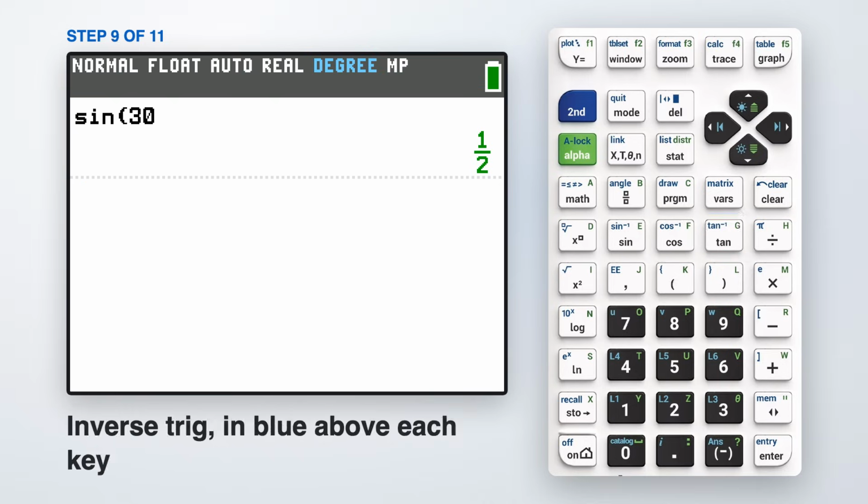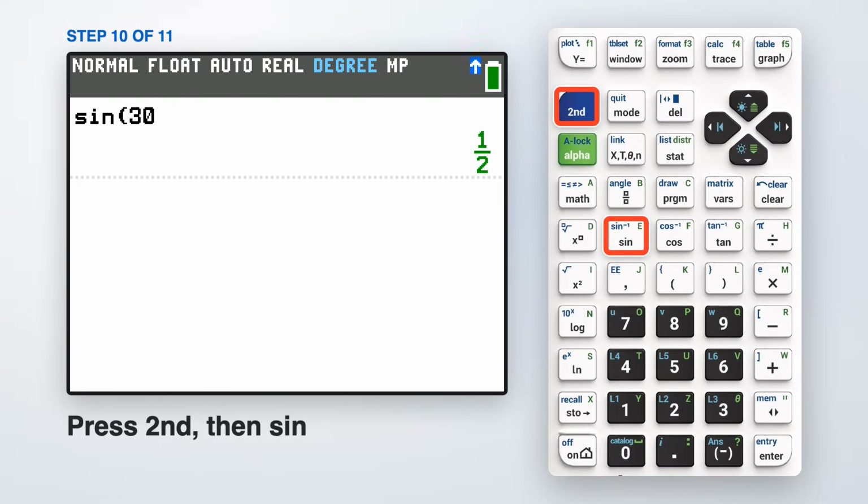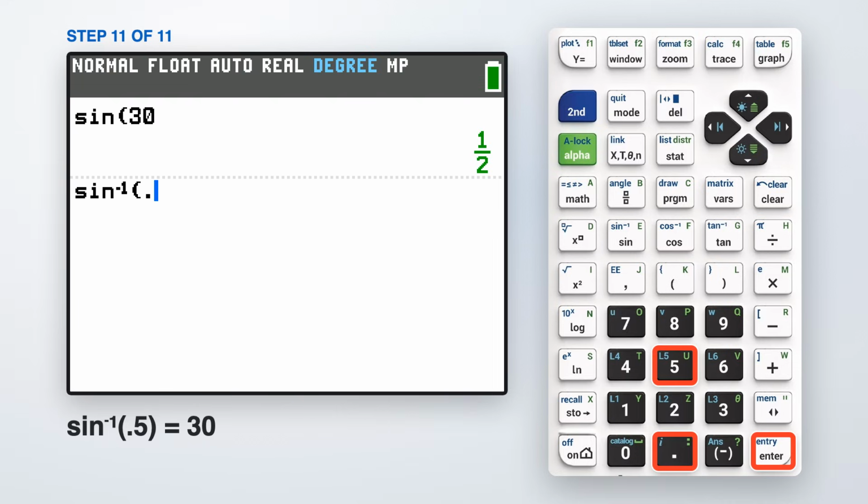The inverse functions, also called arcsine, arccosine, and arctangent, are printed in blue above each trig key. Press second, then sine. Type 0.5, press enter, and sine inverse of 0.5 is 30 degrees.